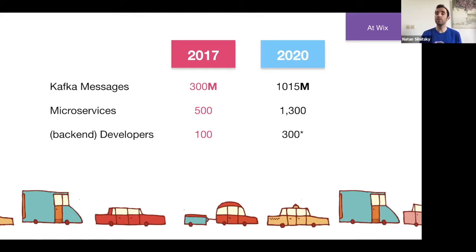it's also with the amount of microservices. We have increased the number of microservices at Wix to more than 1,300, and we now have, in 2020, more than 300 backend developers. They write mostly in Scala, but with Kafka, there are also front-end developers that use Kafka in Node.js middleware services. So we have a lot of scaling challenges in multiple dimensions when dealing with Kafka.